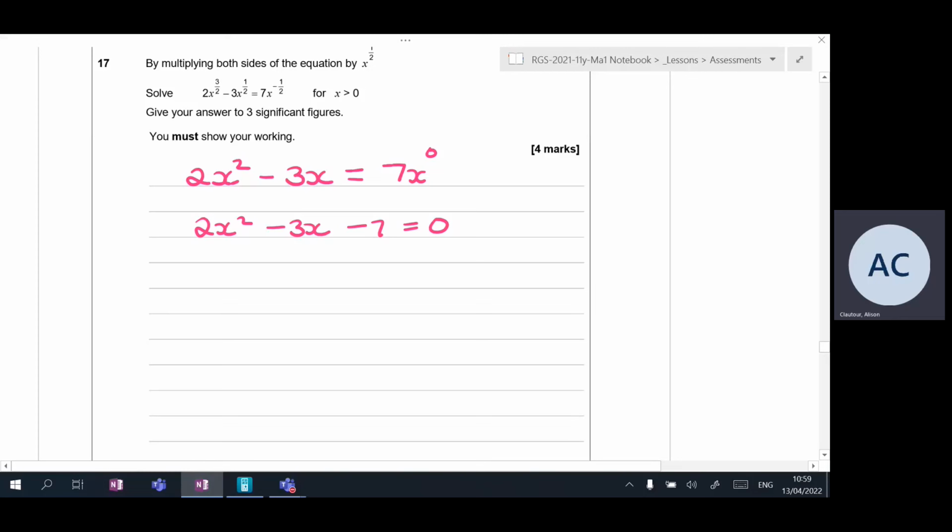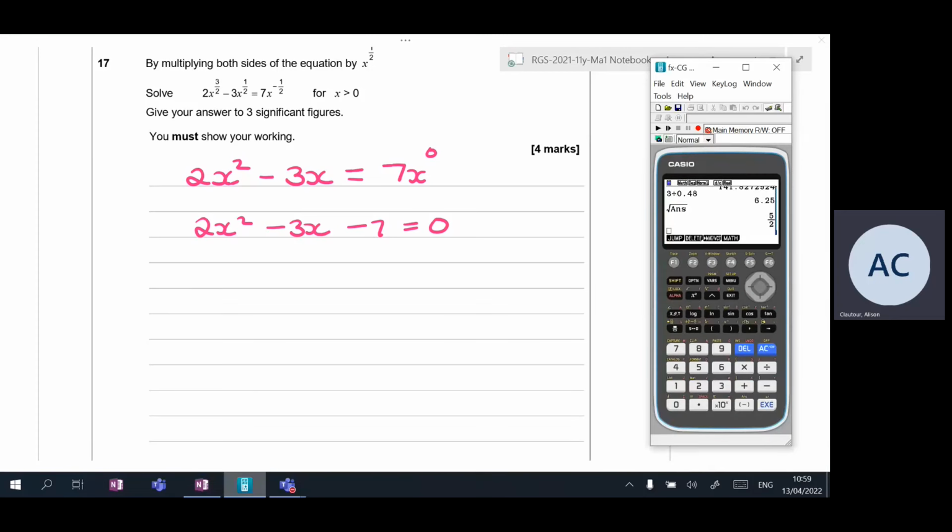Okay, it says give your answer to three significant figures. That's a clue that it doesn't factorise. So you've either got to use the formula if you haven't got a fancy calculator, or you can just put it into polynomial solver. So we've got 2, minus 3, minus 7 for A, B, and C. Okay, so then we've got 2.77.